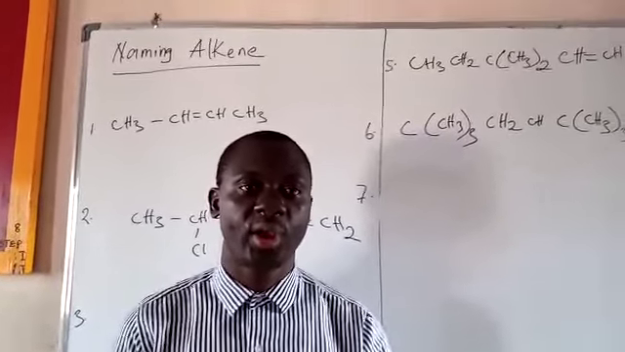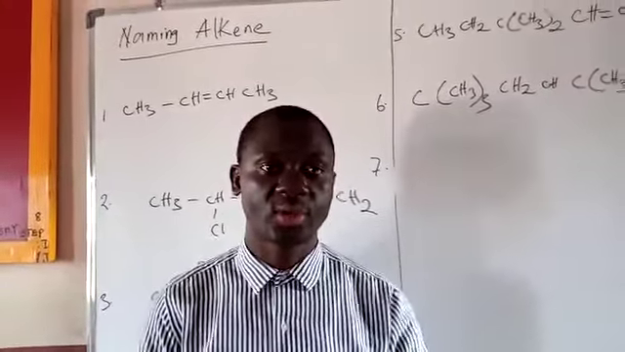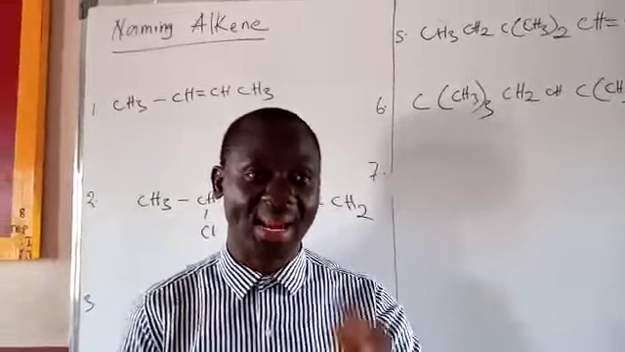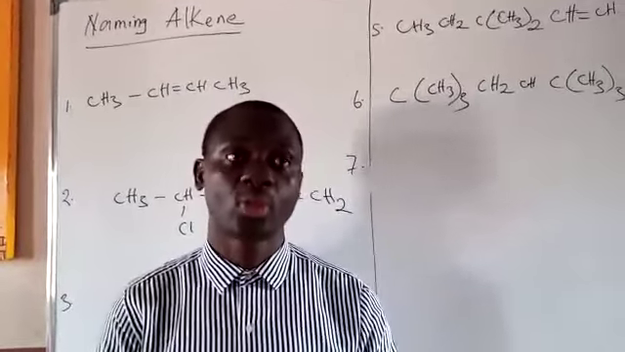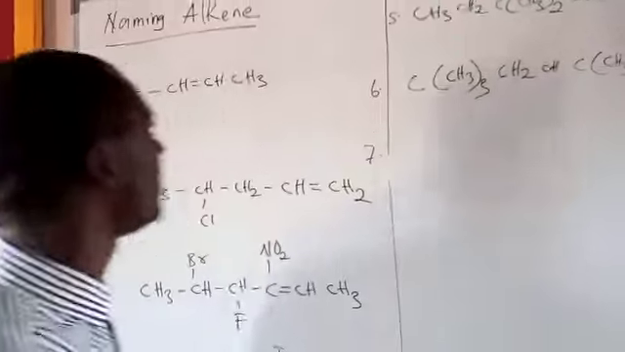In our last class, we looked at naming of alkanes, which are hydrocarbons with single bonds. In today's class, we are giving attention to naming of alkenes, which are hydrocarbons with double bonds. Double bonds are otherwise called pi bonds. So let's look at how to name these compounds.